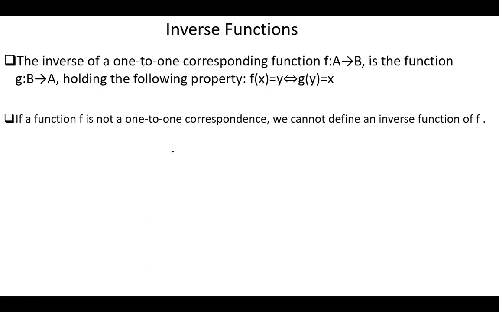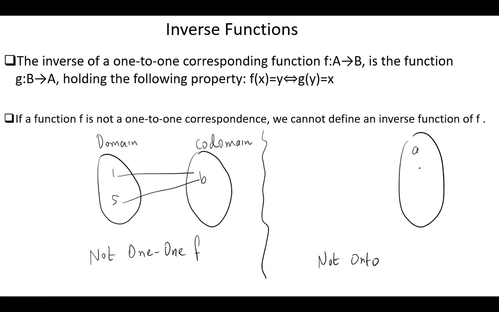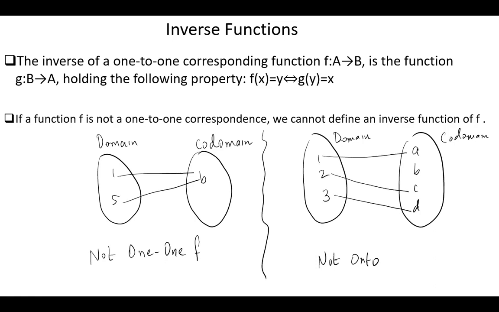If it is not one-to-one, some element b in the codomain is the image of more than one element in the domain. Like in this case, this is not a one-to-one function. If it's not onto, for some element b in the codomain, no element a in the domain exists for which f of a equals b, which means that some elements of the codomain are not used. This is not an onto function.